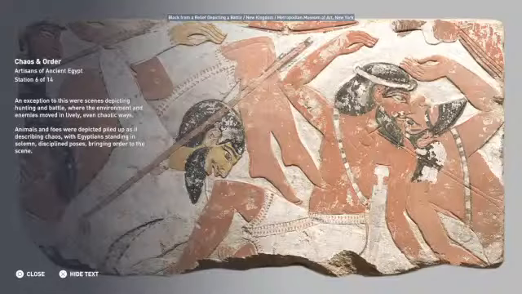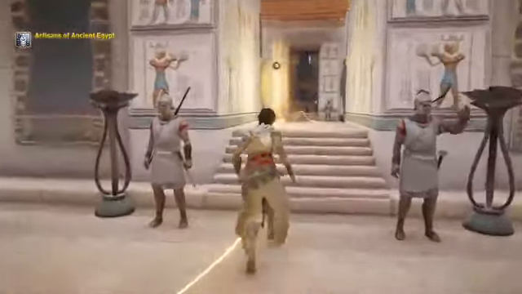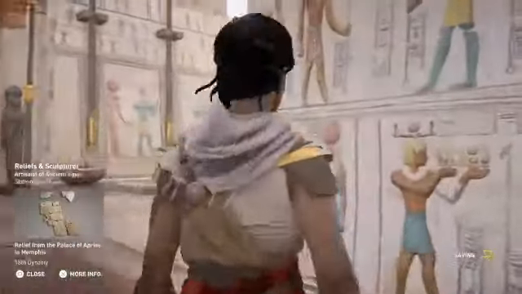Metropolitan Museum of Art, New York, New Kingdom. Credit goes to them, of course. And from that, we're going to keep going.